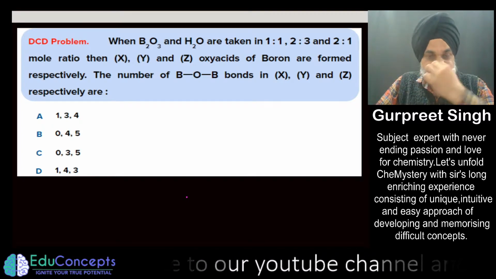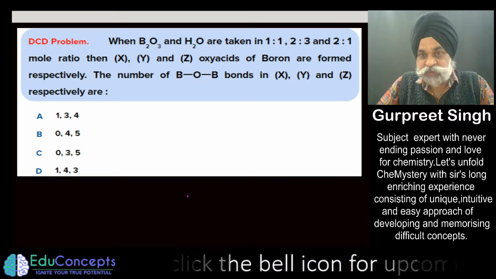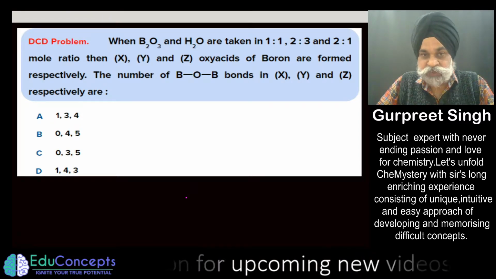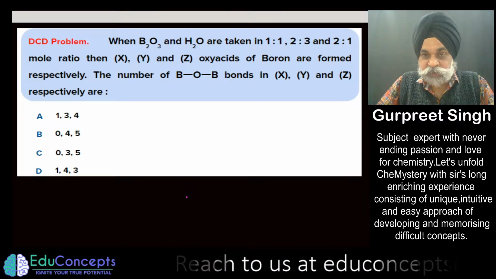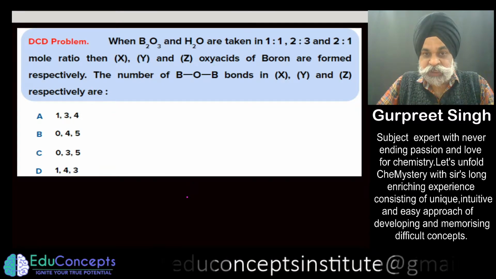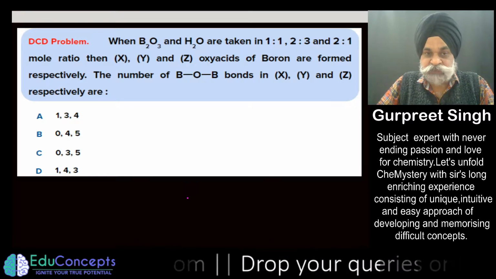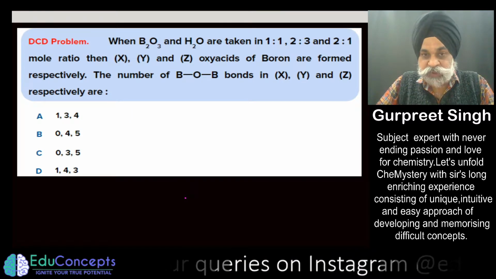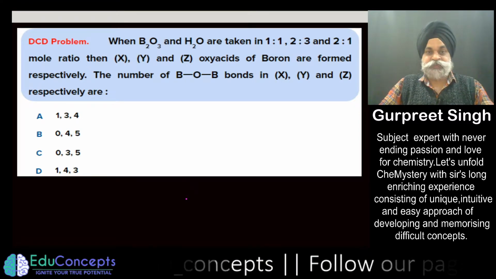So what is being asked in the question is, when B2O3 and water are taken in different mole ratios, 1 is to 1, 2 is to 3, 2 is to 1, different oxyacids of boron are formed. And you are supposed to tell the number of B-O-B bonds in these oxyacids formed. So pause this video, try to solve this, and I will answer it after you complete it.